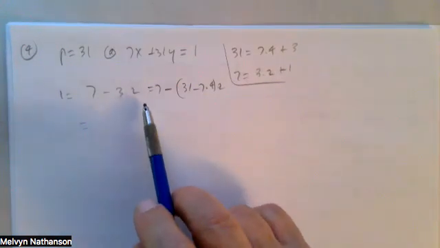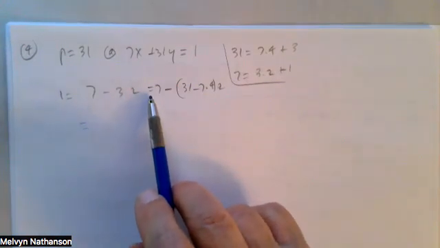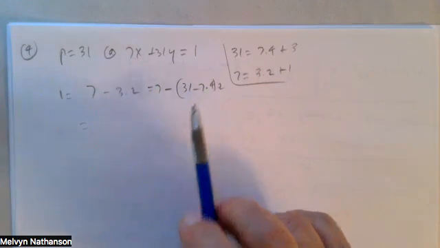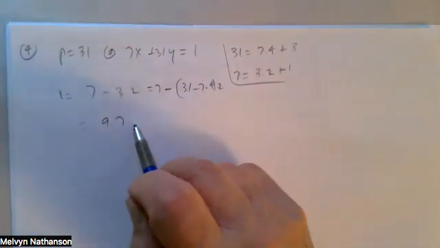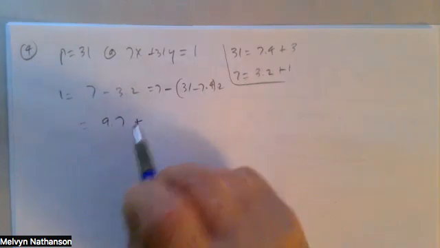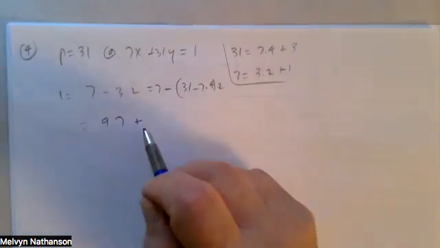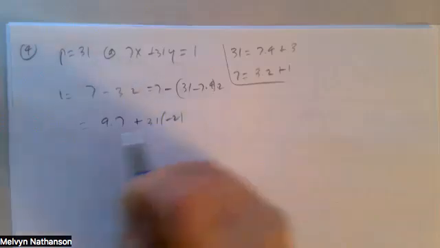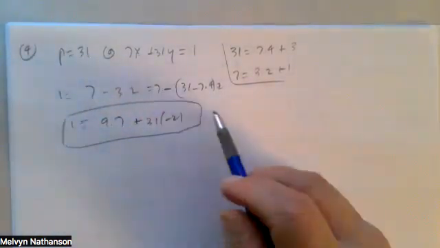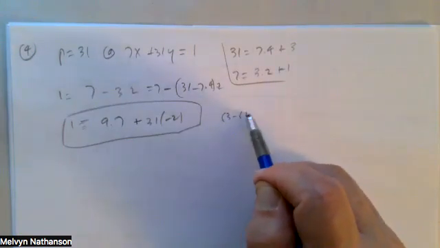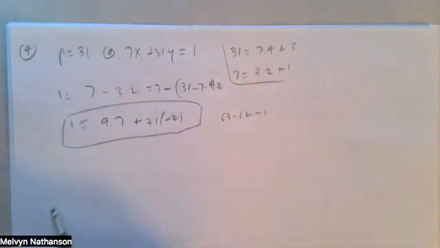So this is 7, and here I have 8 times 7. So 9 times 7 plus 31 times minus 2. Because this is really just 63 minus 62. So that's the first part.